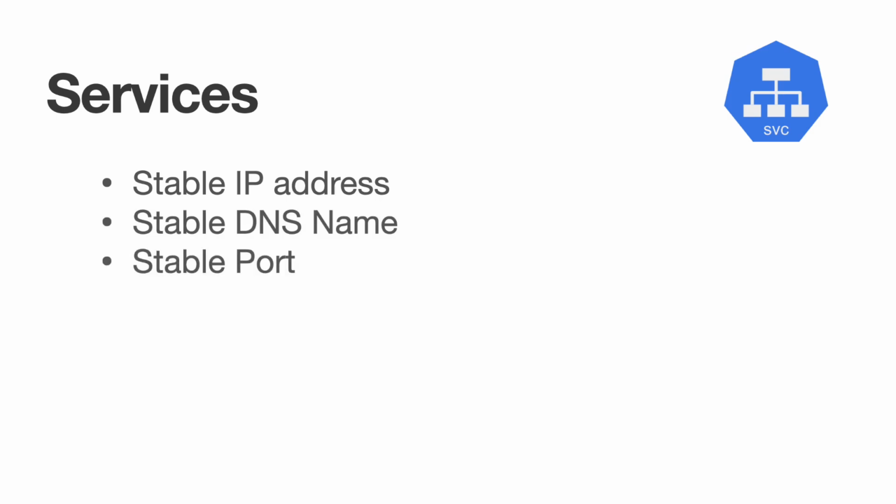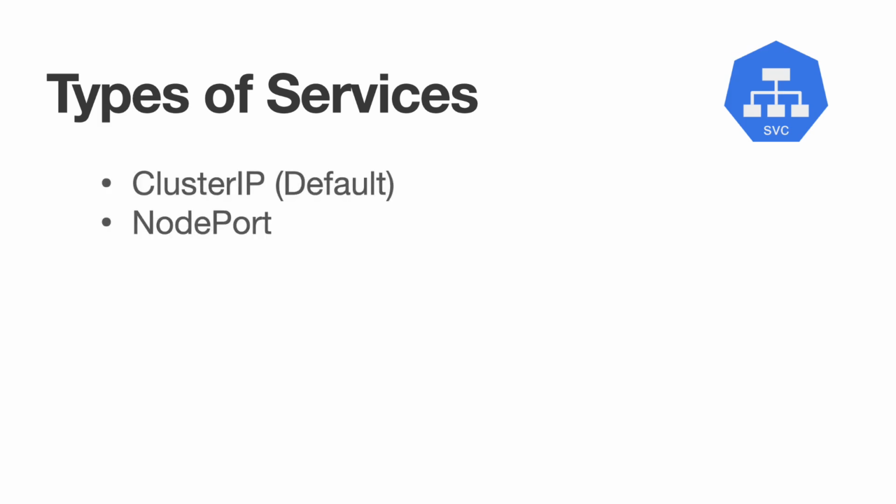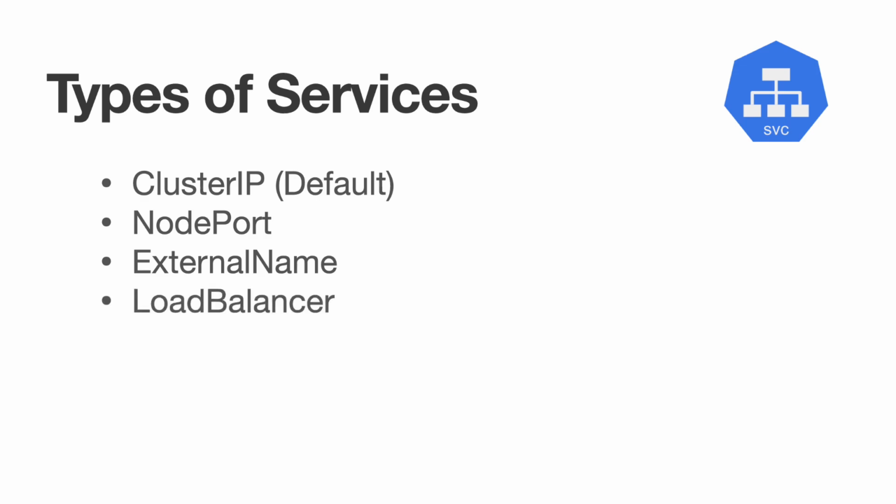Now, when it comes to services, we have a couple of types. We have cluster IP, node port, external name, and load balancer. So you'll see all of these 4 types in action. So this is how the clients should be talking to our application and not using port forwarding.